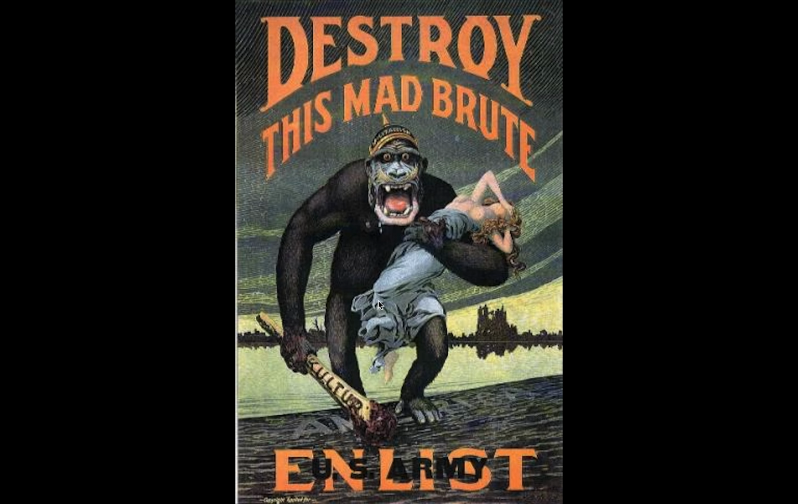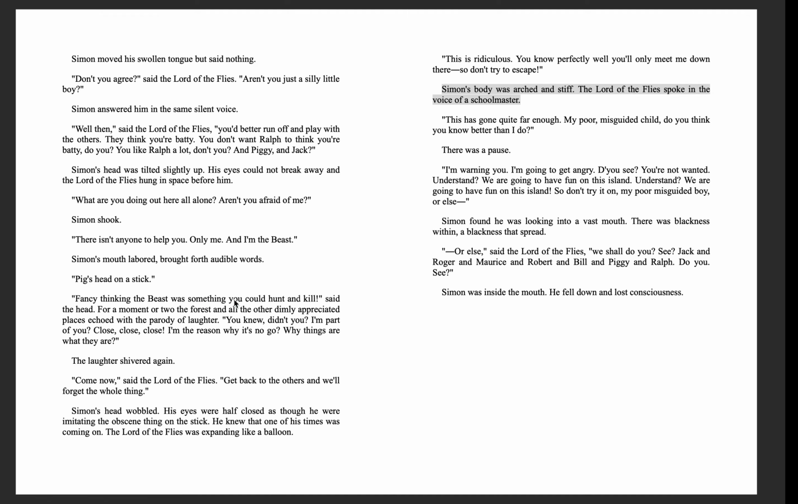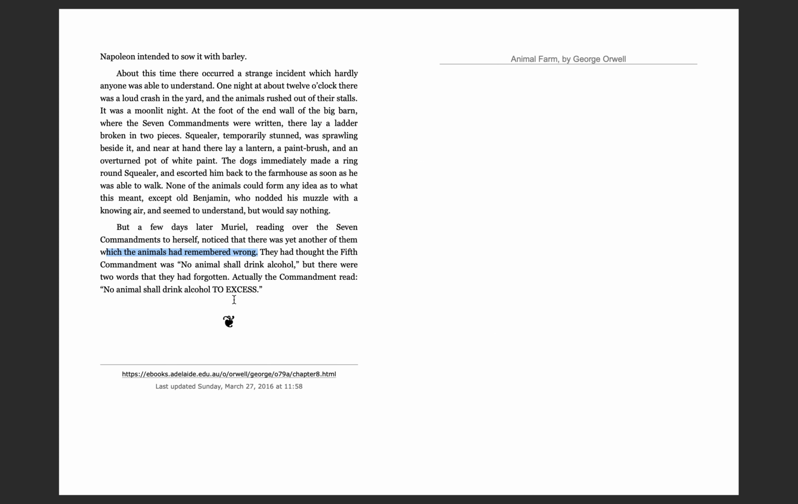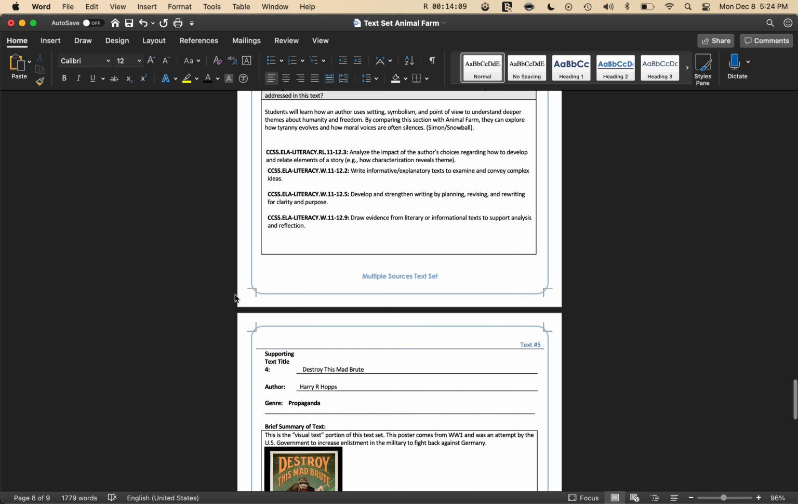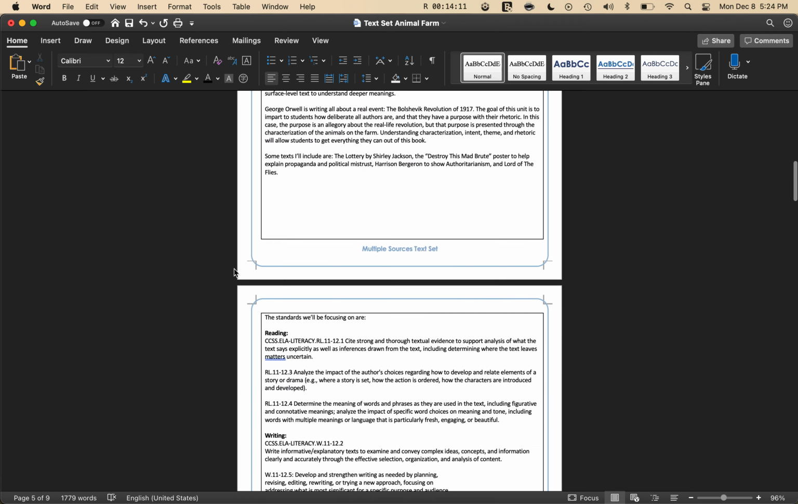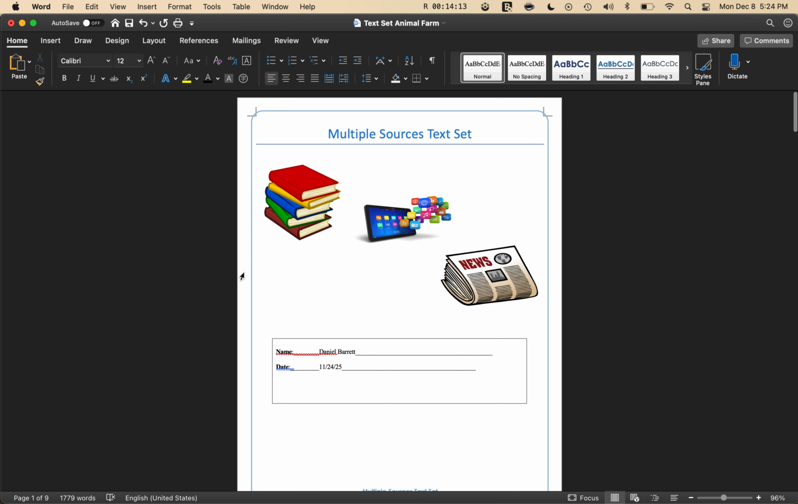So he is their version of the mad brute. So when Squealer says you must act in a certain way or else he will come back, all the animals kind of fall in line. So I think that's a great way to showcase how he's essentially doing the same thing that other countries did when Germany started attacking. So yeah, that's my full text set. That's what I was thinking essentially. I think all of them will help support understanding for Animal Farm.